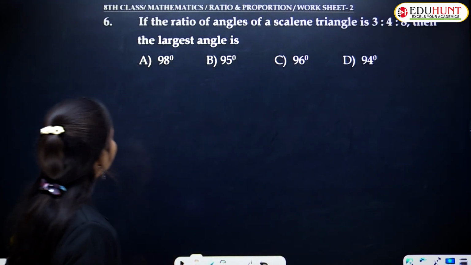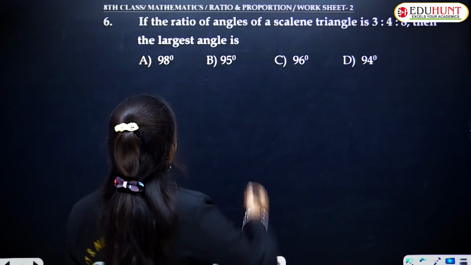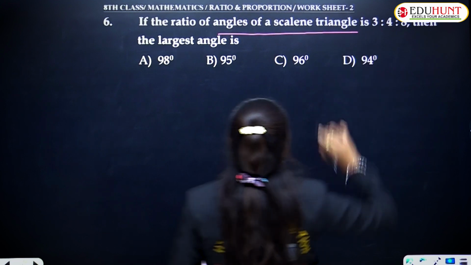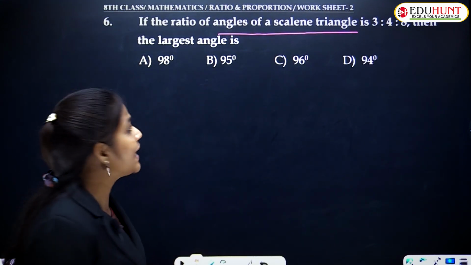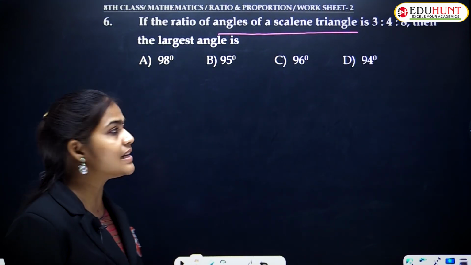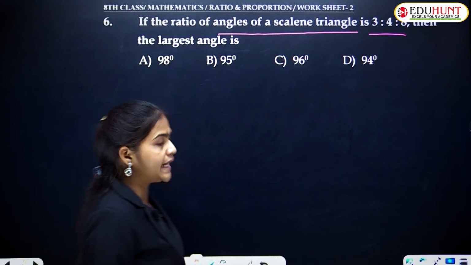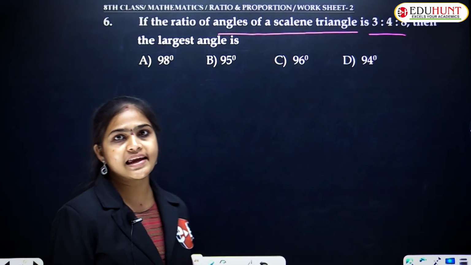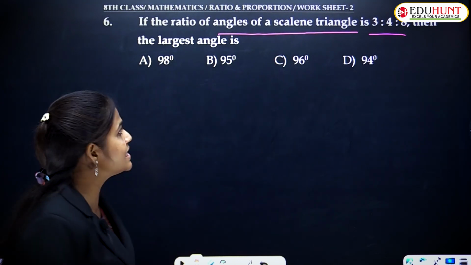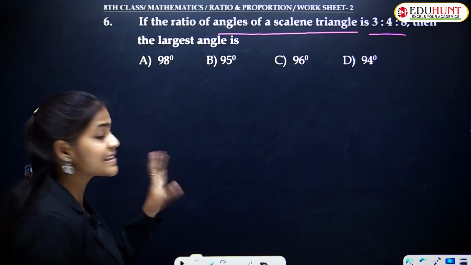So children, see here, if the ratio of angles of a scalene triangle is 3:4:8, then the largest angle is... So children, see here, scalene triangle.